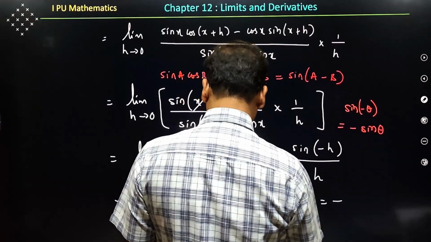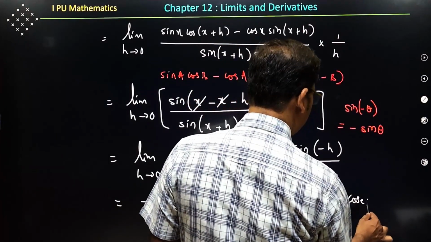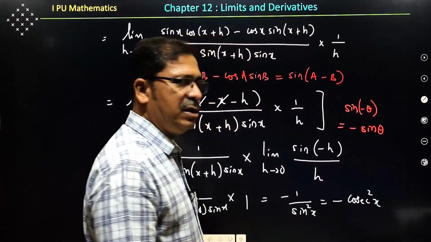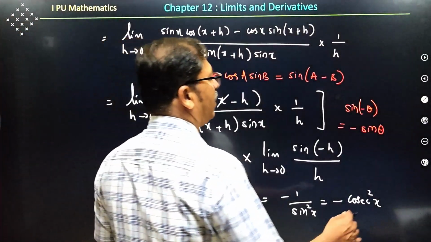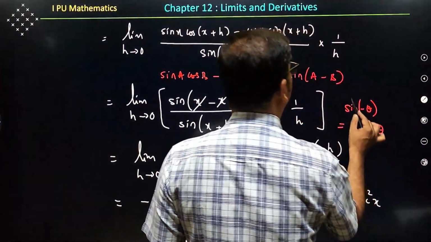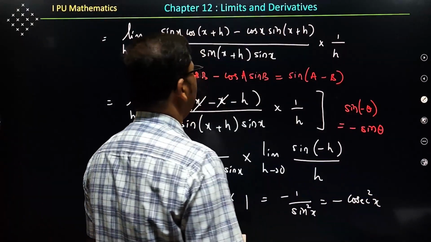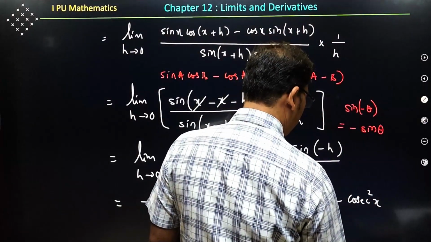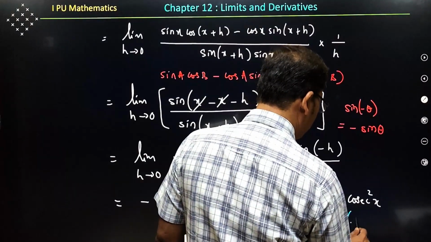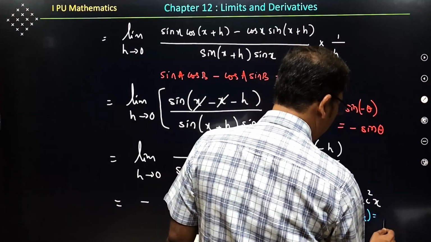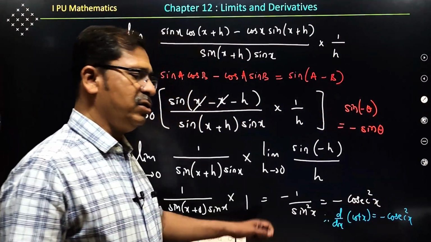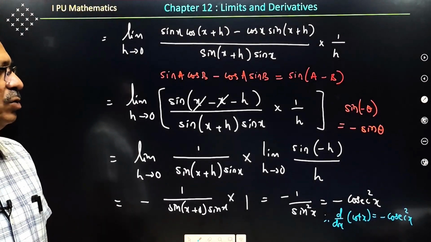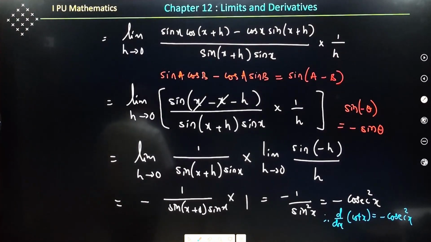So the conclusion is that dy by dx, the derivative of cot x, is minus cosec square x. That is, d by dx of cot x is equal to minus cosec square x. So this completes the proof of the derivative of cot x.